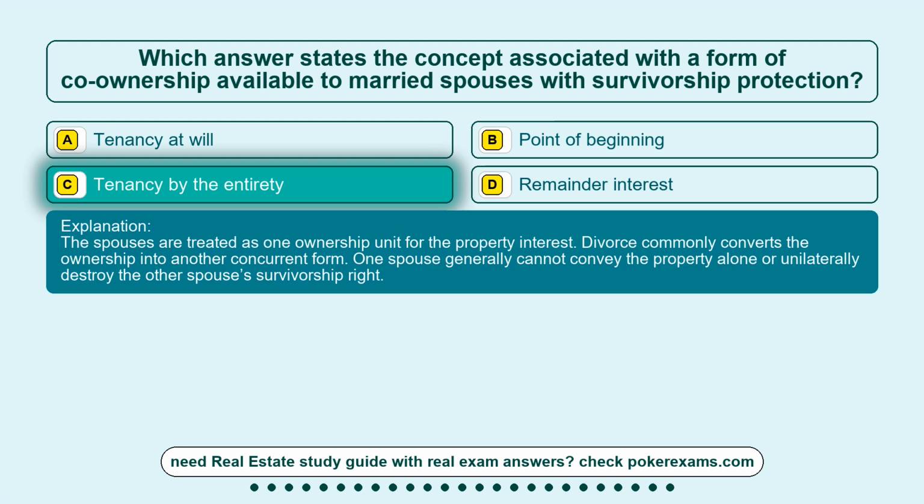The spouses are treated as one ownership unit for the property interest. Divorce commonly converts the ownership into another concurrent form. One spouse generally cannot convey the property alone or unilaterally destroy the other spouse's survivorship right.